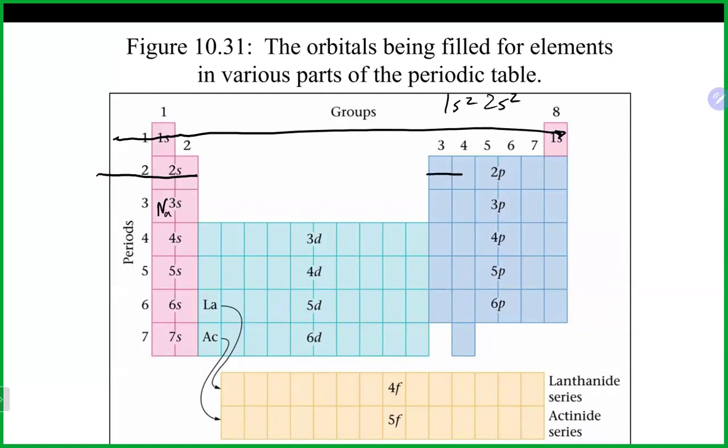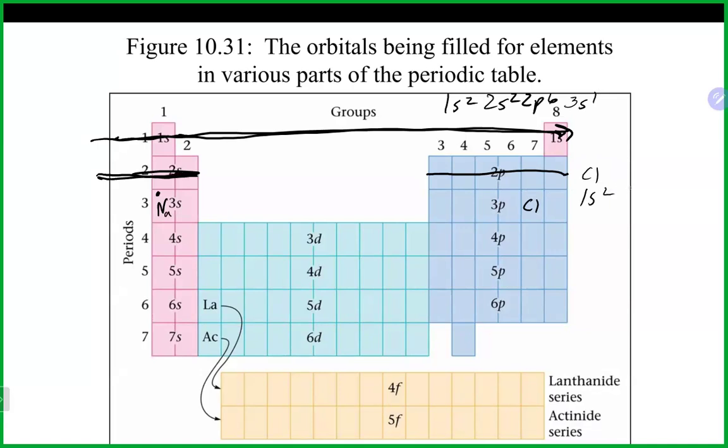That is now 2p6 all the way to the end. And now that is 3s1. There's the electron configuration. If we went to chlorine, which is right about here, again, we would start up here, 1s2 to the end for chlorine.